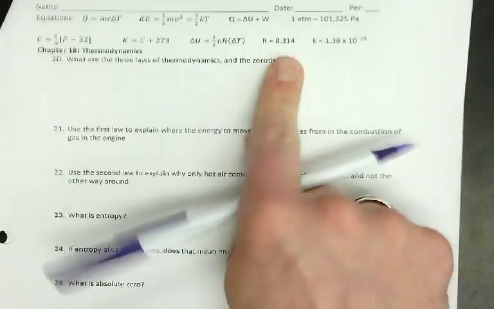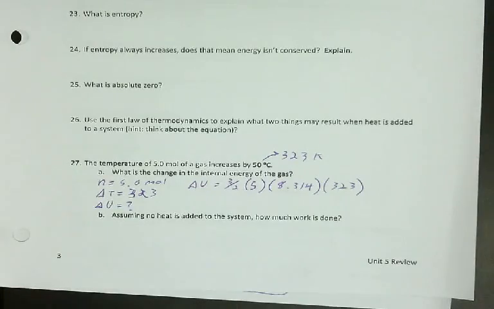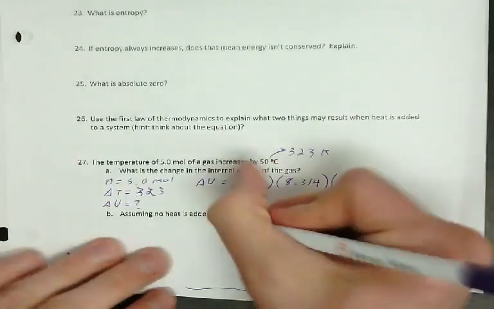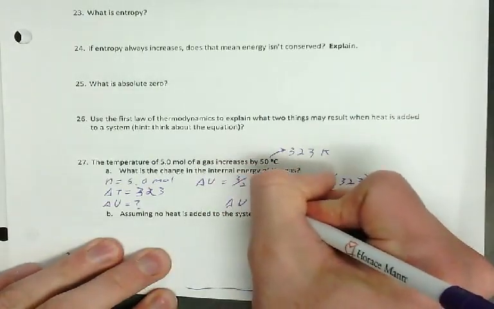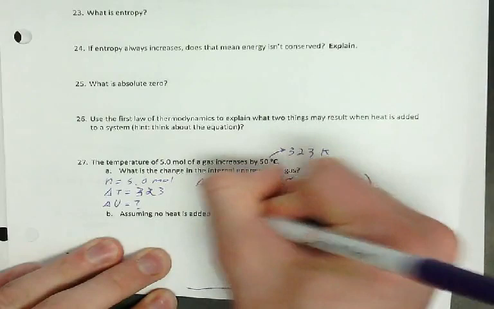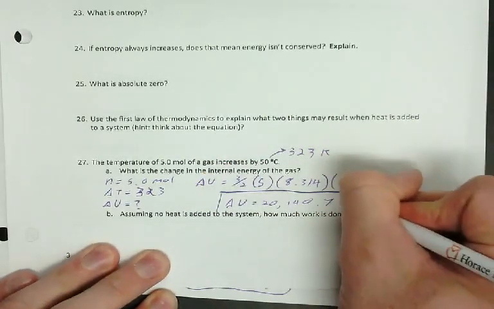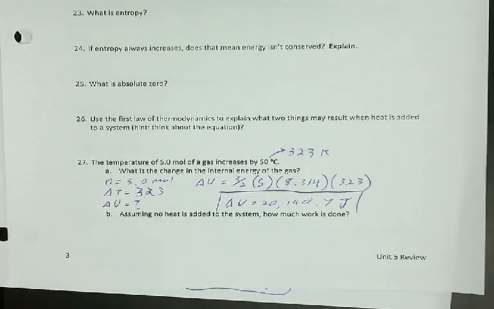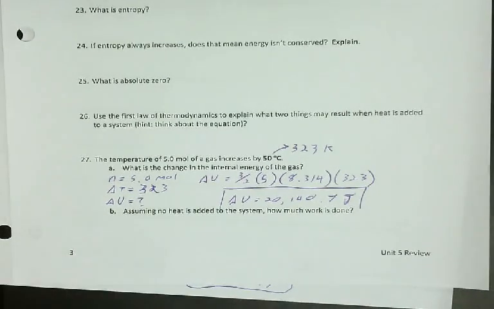And by the way, you don't have to memorize R. Here it is, 8.314. And you just multiply everything. That gives me delta U to be 20,140.7 joules. You can put that in scientific notation if you want, but you don't have to. All right, that gives me how much the energy changed by.